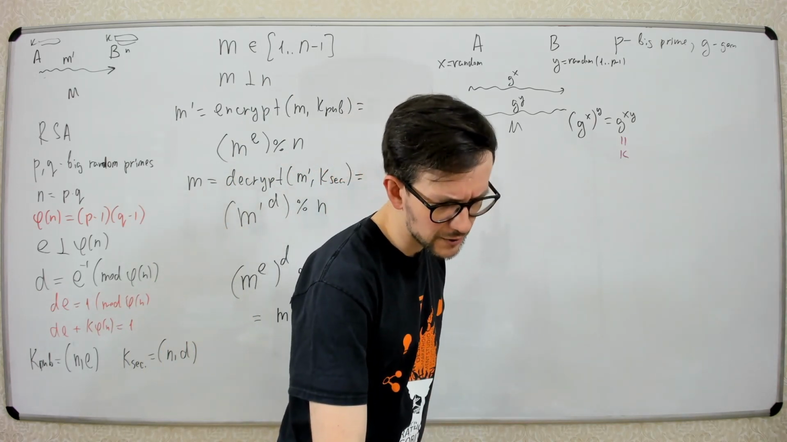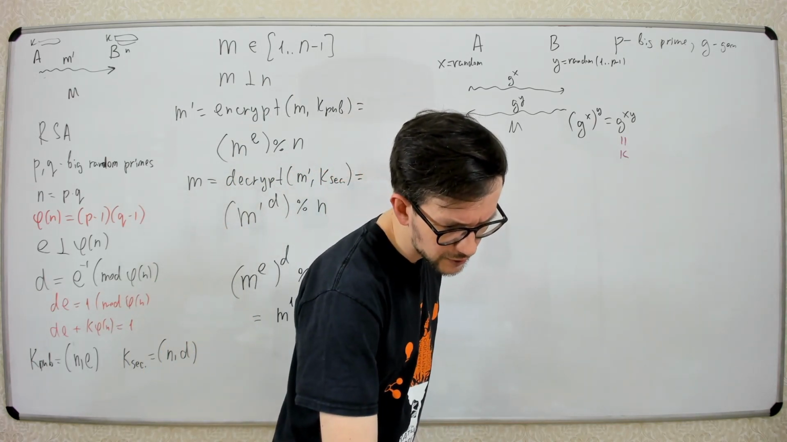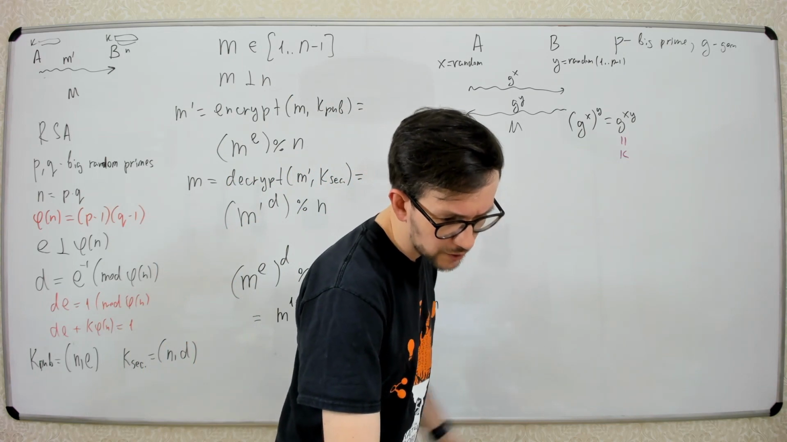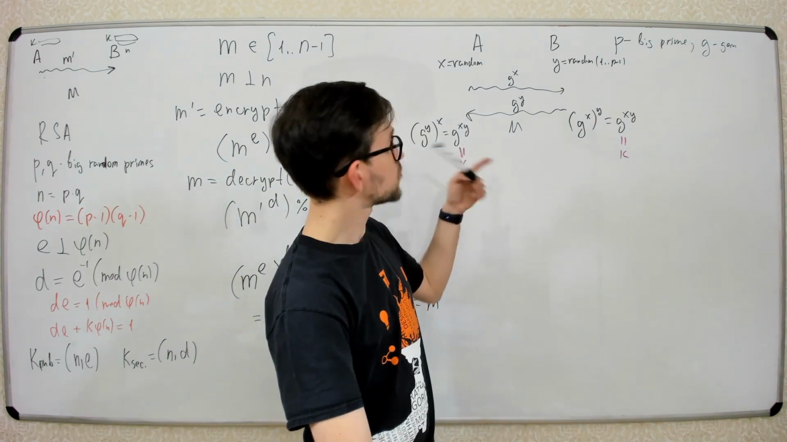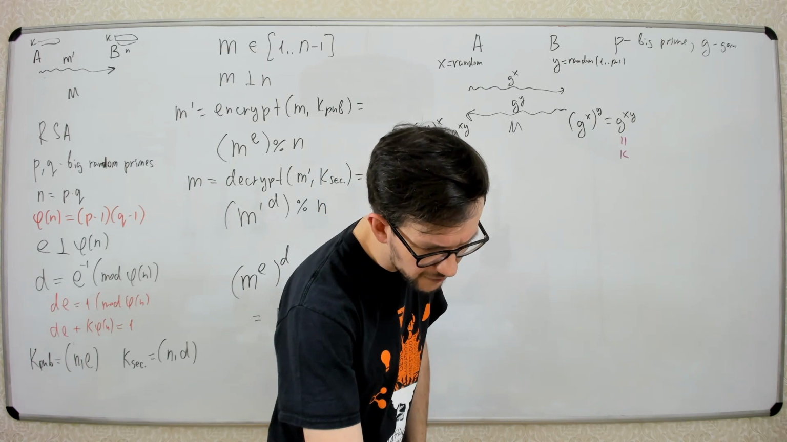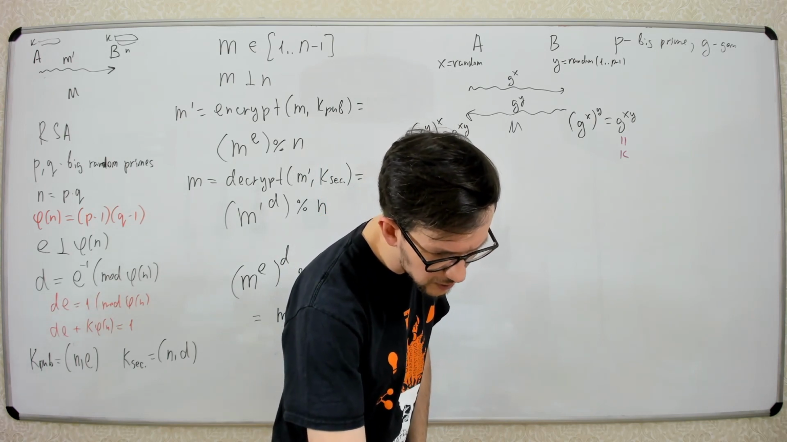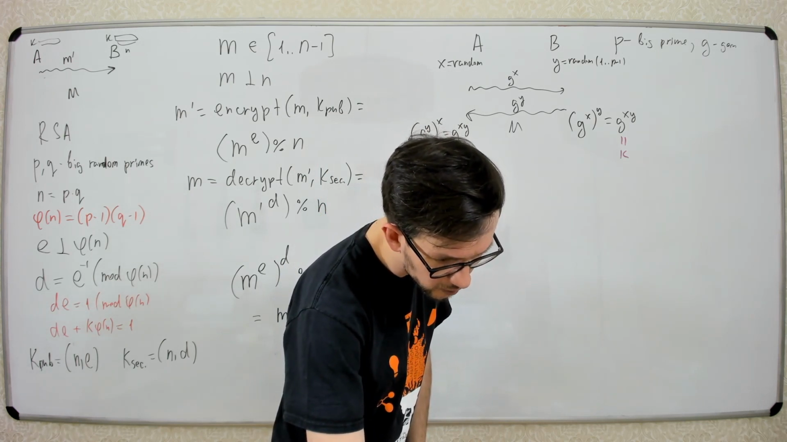I don't know how it's done in practice, actually. How is it done in practice? This protocol is actually widely used. I believe they use some constant numbers p and g for everything.